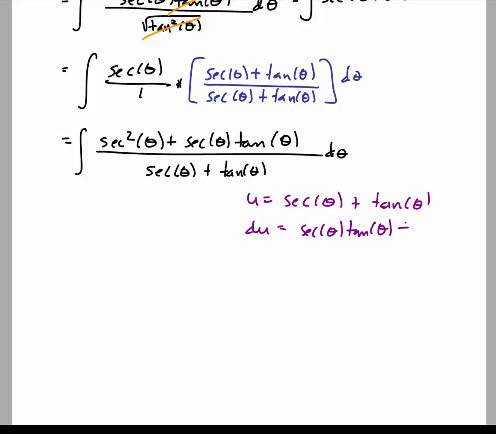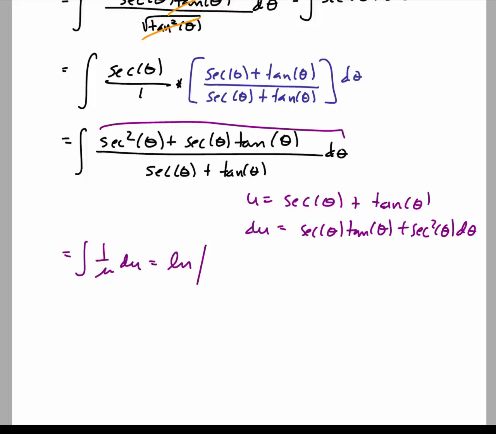The derivative of tangent is secant squared theta d theta. Now if you notice, I have all of that up here. So this just rewrites into a nice little 1 over u du, which integrates into natural log absolute value of u. But u in this case was secant theta plus tangent theta.